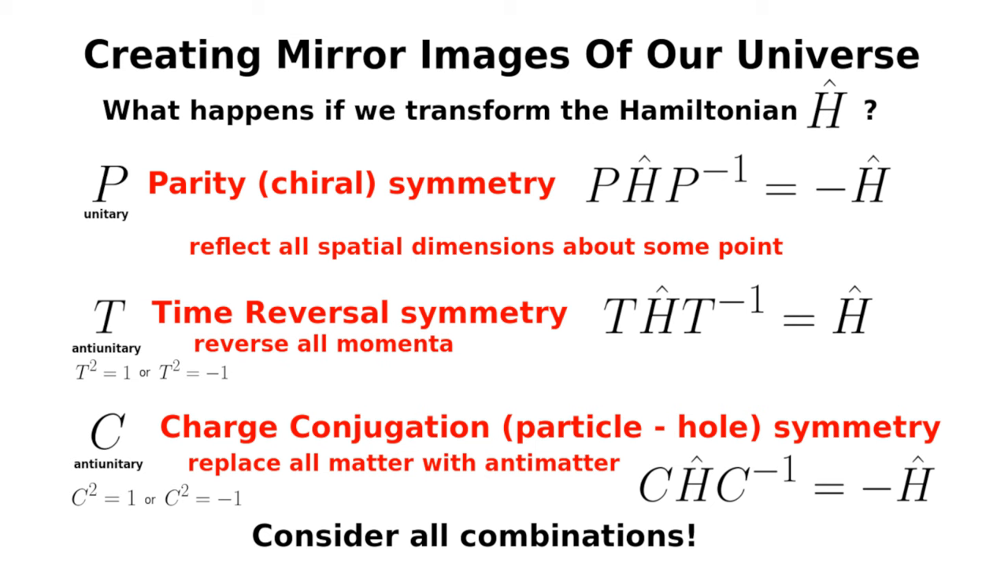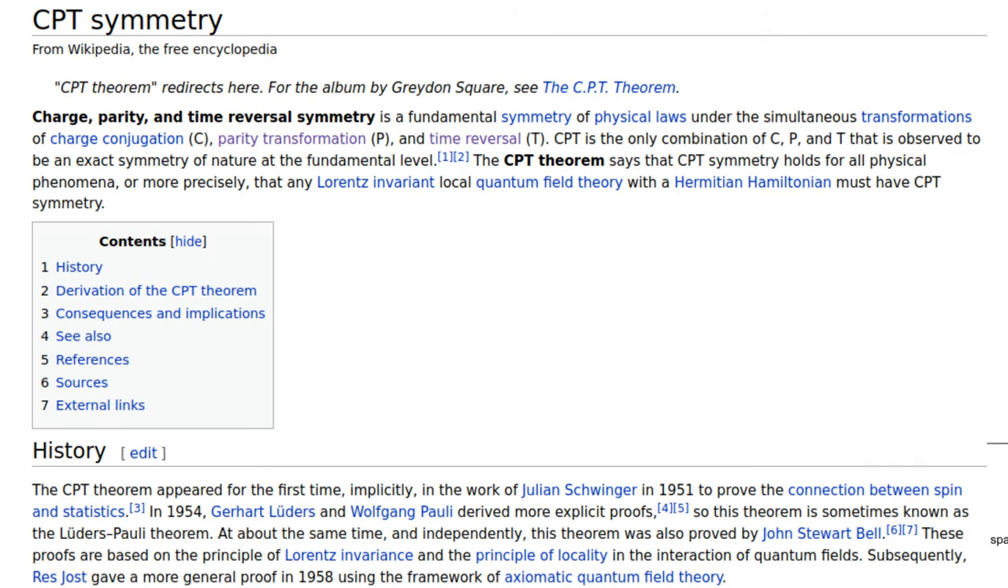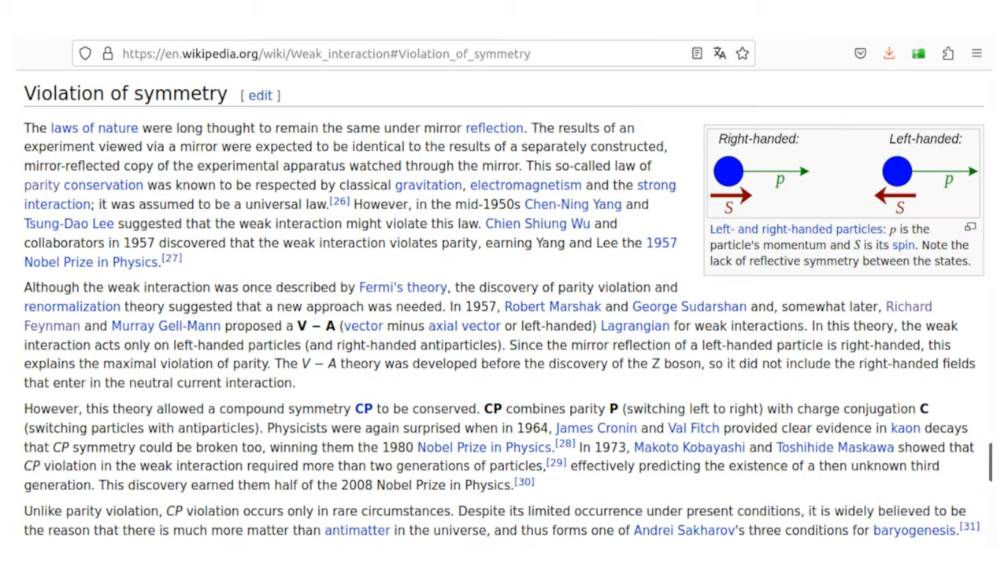So these are the components of CPT symmetry, which is a very important symmetry. You can break one or two maybe of those symmetries, but you can't break all three. All three have to work together. And that ends up saying that the weak force has a certain chirality, I think. Maybe it's left-handed but not right-handed. Okay, so I don't know. But that's where this all leads.